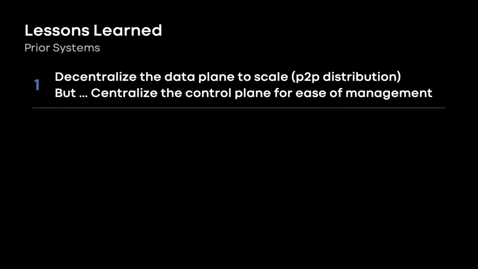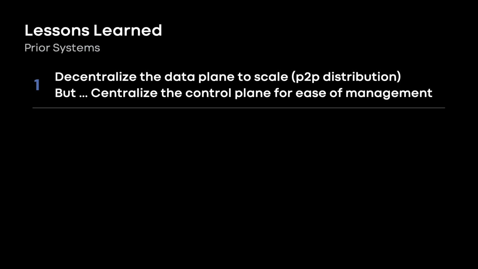Now, getting back to OWL. Arushi talked about the prior systems we had at Meta and the challenges they faced. So the first thing we did was look at these prior systems and figure out what lessons we could take away from them. From Rex and BitTorrent, we learned it was really important to decentralize the data plane, which means use peer-to-peer distribution, because that's necessary to scale to Meta size.